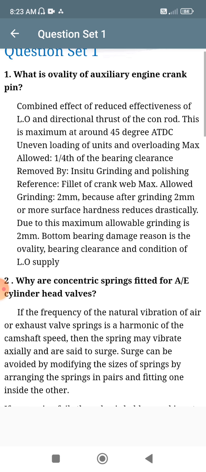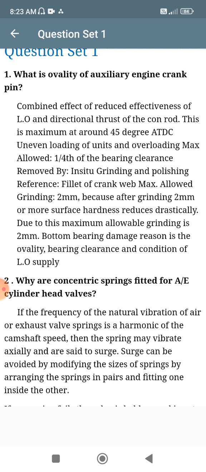Uneven loading of units and overloading, that means here the maximum allowed is 1 by 4th of bearing clearance. Here it means uneven loading of units and overloading; the maximum allowed is 1 by 4th of bearing clearance, and it is removed by in situ grinding and polishing. So we have to remove it by in situ grinding and polishing.